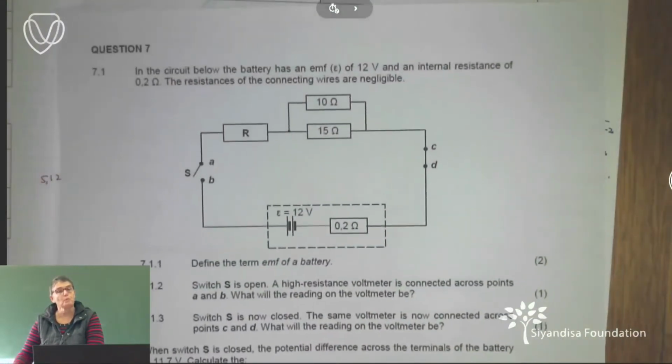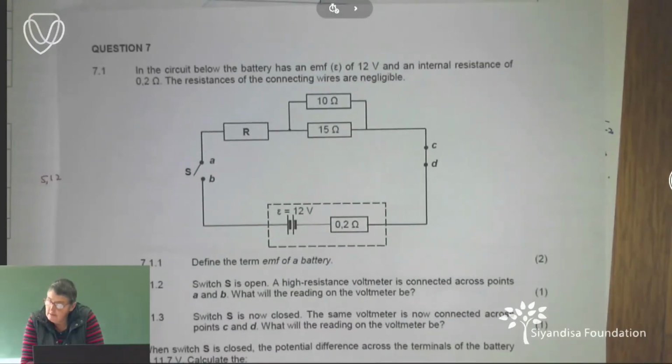Right, so with this in mind, and with your data sheet next to you, let us look at a few questions. Okay, they say to us, in the circuit below, the battery has an EMF of 12 volts and an internal resistance of 0.2 ohm. The resistances of the connecting wires are negligible.